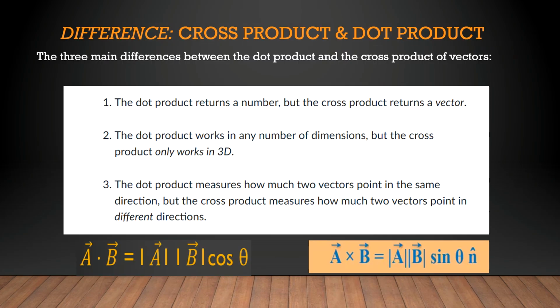Let us see the difference between the cross and dot product of vectors. The dot product returns a scalar, cross product returns a vector. The dot product works for any dimensions, but the cross product is only for 3D, three-dimensional. The dot product measures how much two vectors point in the same direction, but the cross product measures how much two vectors point in different directions.